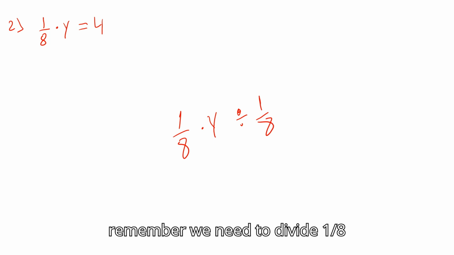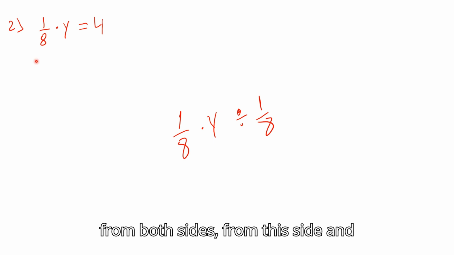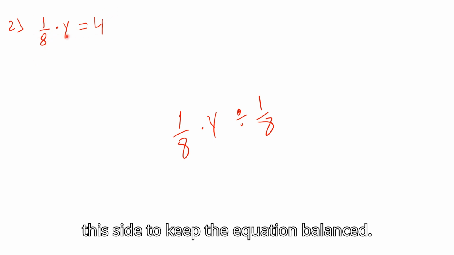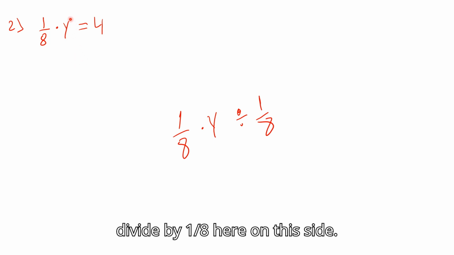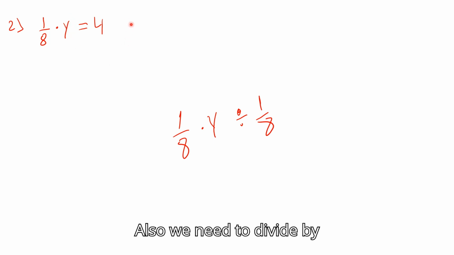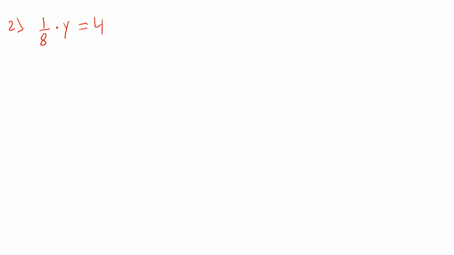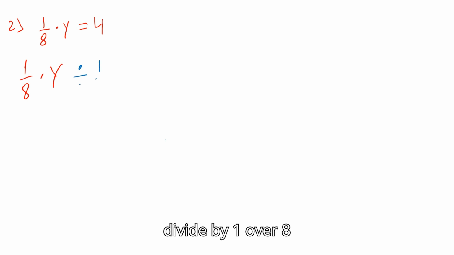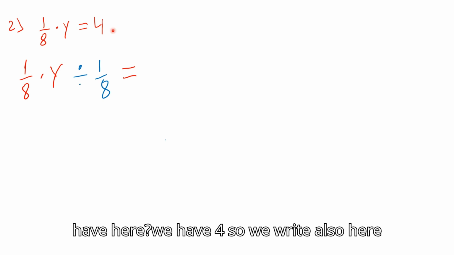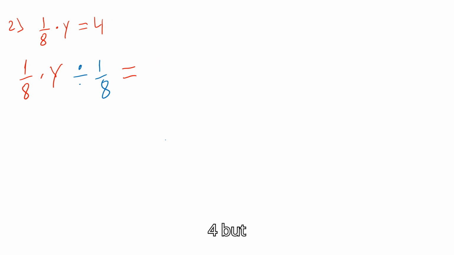But remember, we need to divide by 1 over 8 from both sides, from this side and this side, to keep the equation balanced. So we need to write divide by 1 over 8 here in this side. Also, we need to write divide by 1 over 8 here in this side. Here we have 1 over 8 multiplied by y, so we write here divide by 1 over 8. Here we have equal, so we write here equal. Equal what we have here? We have 4, so we write also here 4.